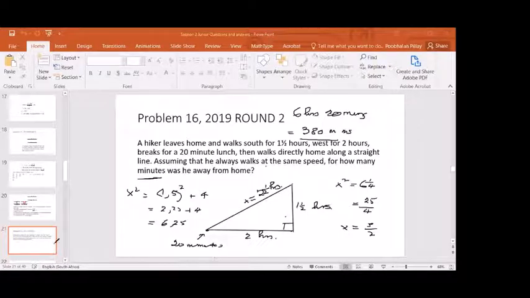That's much more complicated. This way here is a very simple way. You work according to times, because they ask you how many minutes he was away, so you put this in hours rather than distances. All right, so let's get on to the next problem.